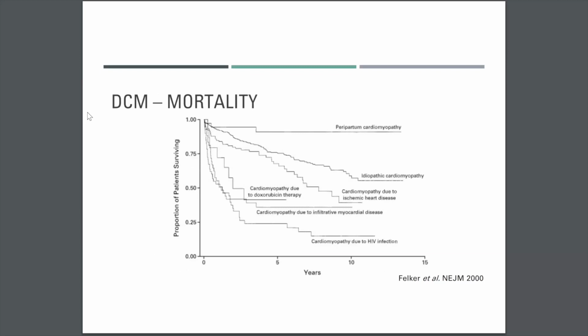When we look at the mortality of dilated cardiomyopathy, some of the causes actually have mortality almost as high as some of the terminal cancers. So it's quite a poor prognosis. As you can see from this graph, this is a relatively aged, middle-aged study, and when we look at the different causes of dilated cardiomyopathy, they're associated with vastly different clinical outcomes. But despite this heterogeneity, there's one common thing that they all share.